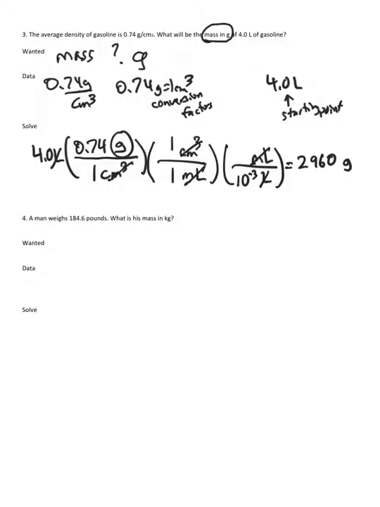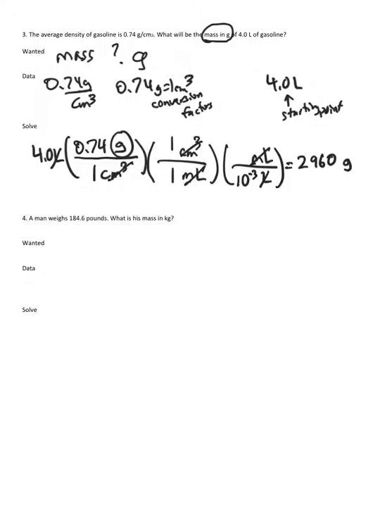3,000 grams for 4 liters of gasoline. 4 liters of gasoline is about a gallon, and so that makes sense. If we'd had 2 million grams, that would not have made sense. Or if we'd had 0.002 grams, that would not have made sense. So it's plus or minus a ballpark. So our magnitude of the answer is correct.